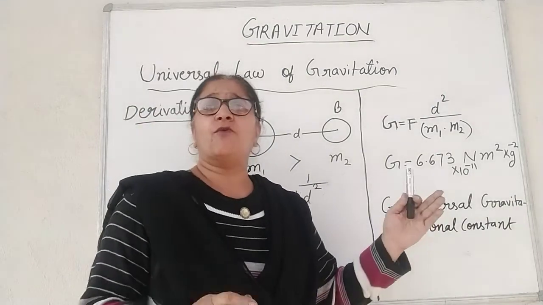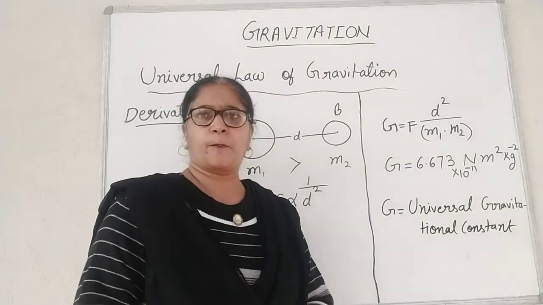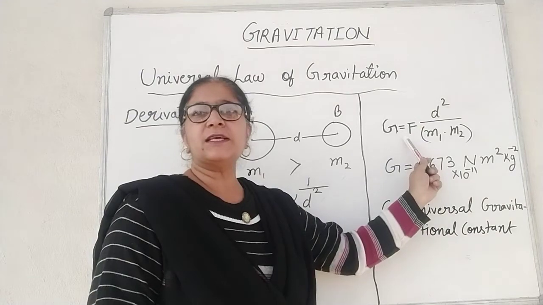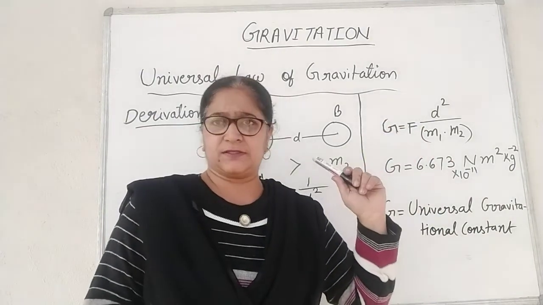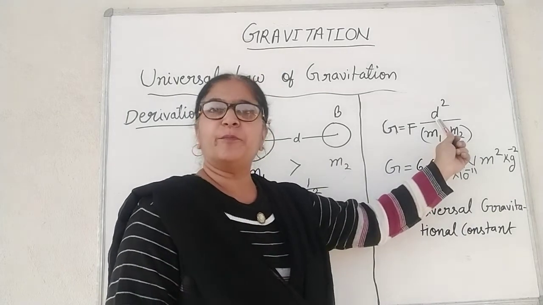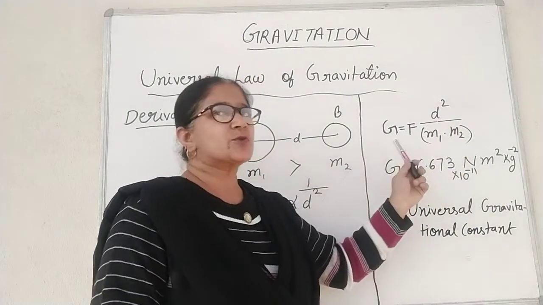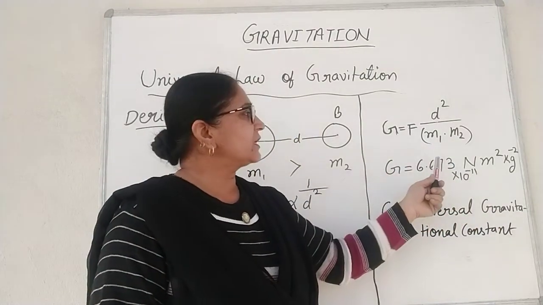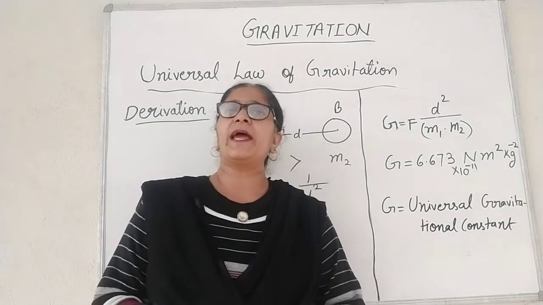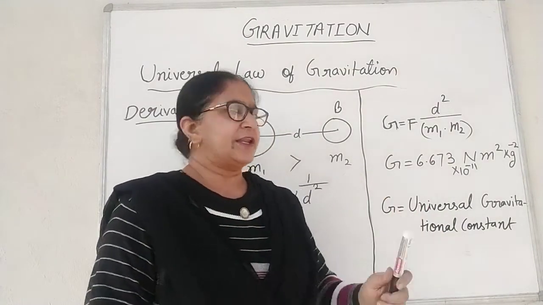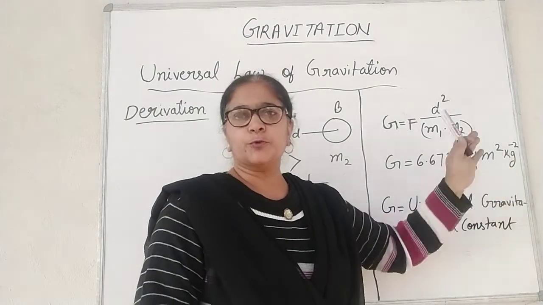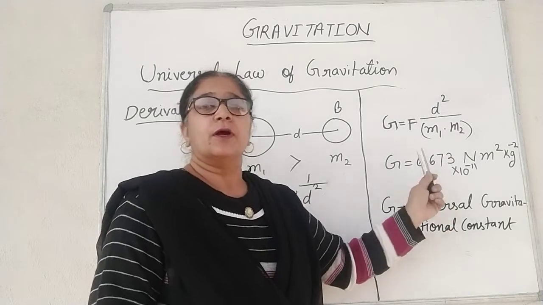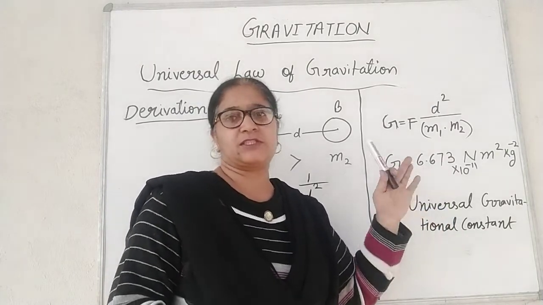So let's see what the units of G will be. Here force is in newtons, and distance is in meters, so we have meters squared. As the mass is measured in kilograms, we multiply this with kilogram raised to negative 2. So this is the value of the universal gravitational constant.